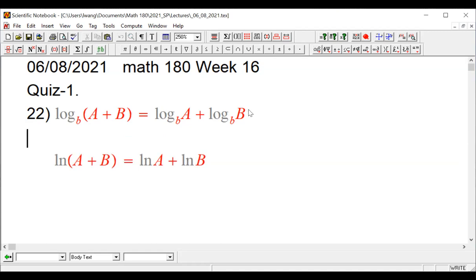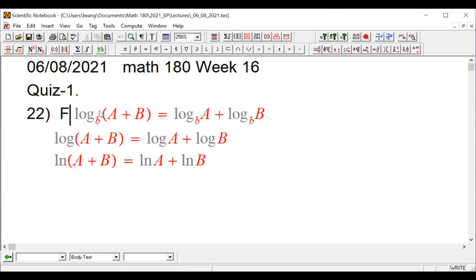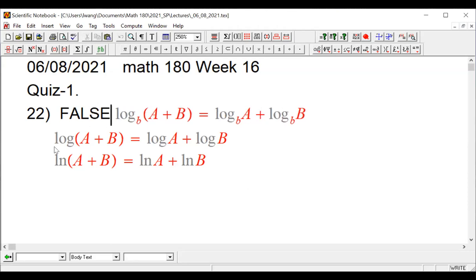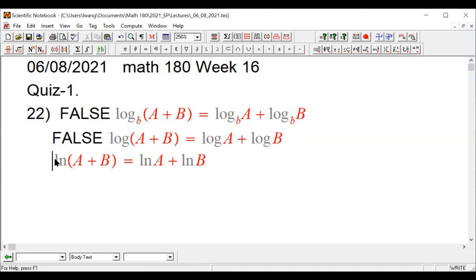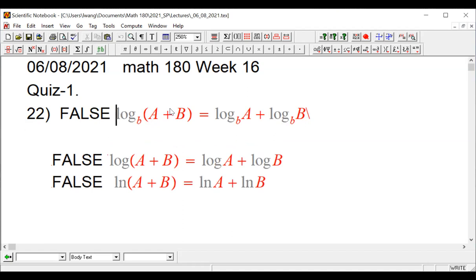It could be something like this with the common log, right? Look how natural it looks, but they're all false. So this is false, and that is false. And of course, that is false. It doesn't matter which base. Okay, and the most popular one, of course, will be base 2.